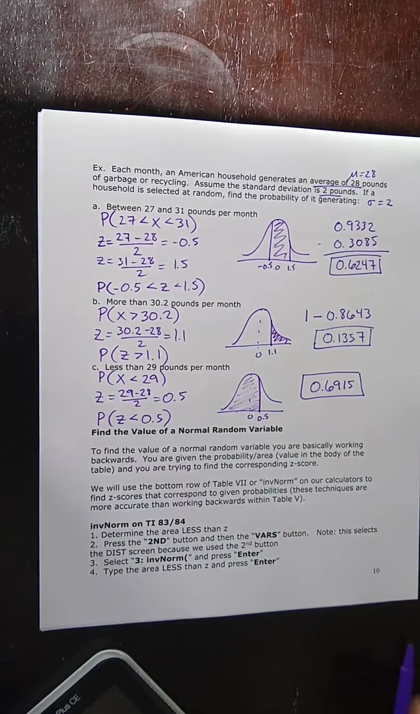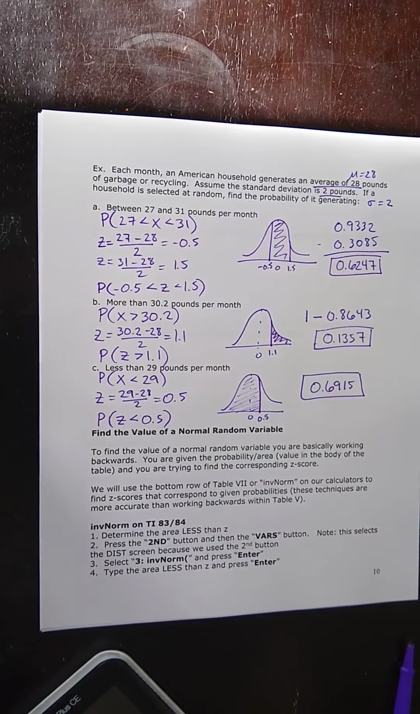So I bet some of you are really wondering, are we really having to use this paper table? We can do this in the calculator, okay? So to find the value of a normal random variable, you're basically working backwards. This is the part we're going to do in the calculator first. It's kind of the opposite direction of what we've just been doing.